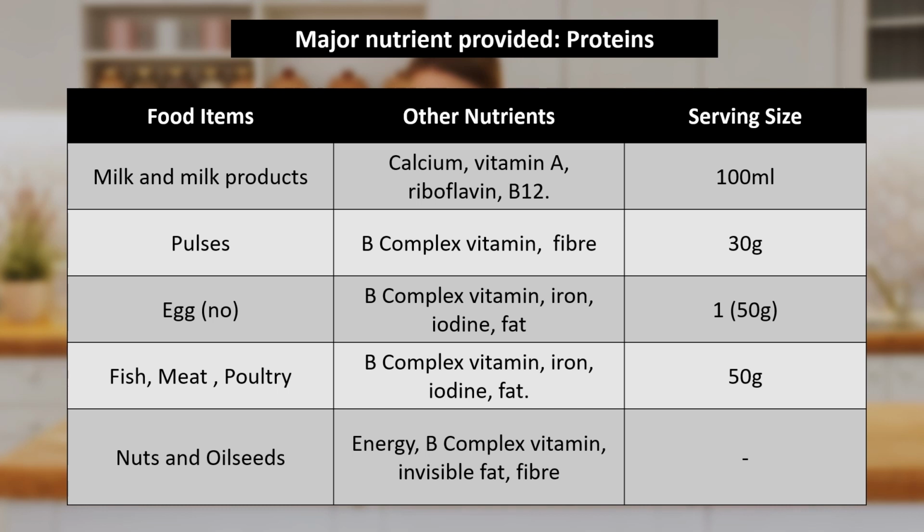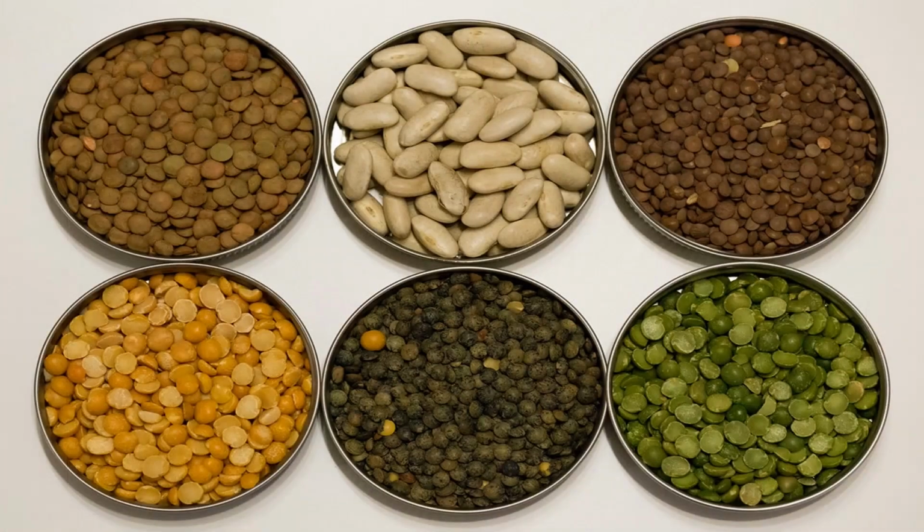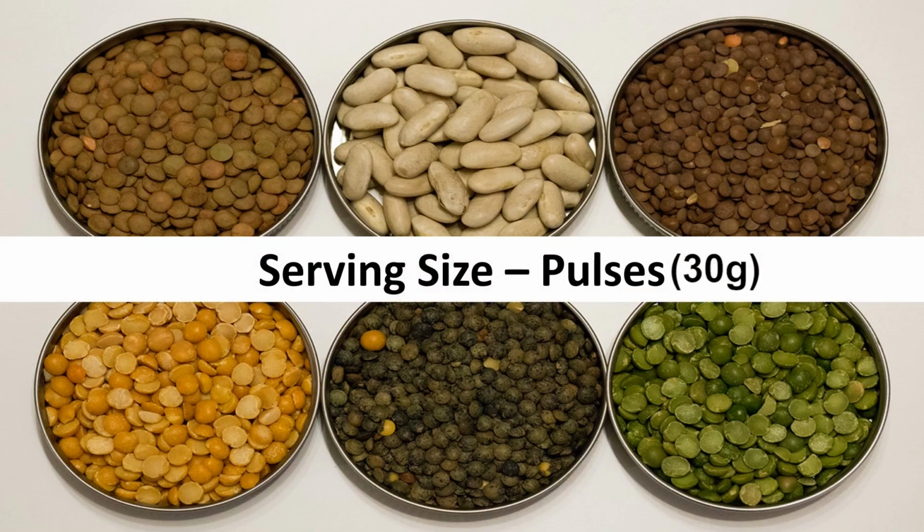Eggs, one egg, 50 gram, we take as one serving size. Along with proteins, they also provide us B complex vitamins, iron, iodine, some amount of fat. And the flesh foods, fish, meat, poultry, also provide us, in addition to protein, some B complex vitamins, iron, iodine and fat. And of course, nuts and oilseeds are concentrated sources of both protein and energy. Therefore, you should get an idea of different kinds of foods which get included in this category and which one to choose. Well, the serving size we have said is 30 grams.